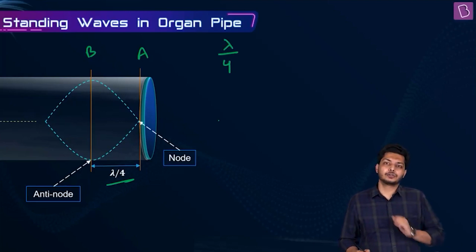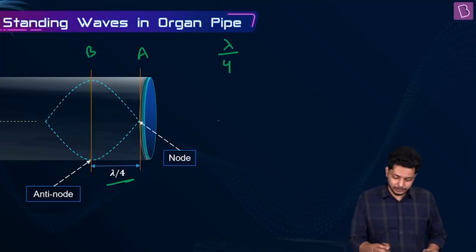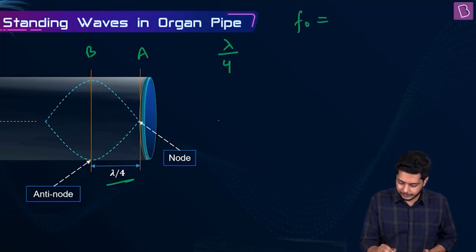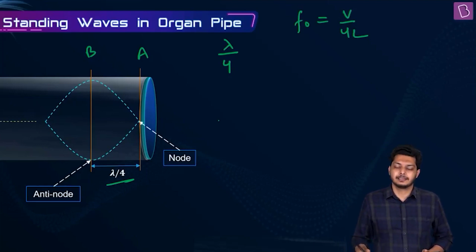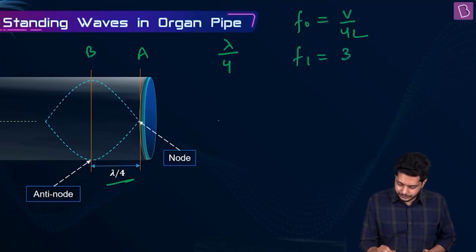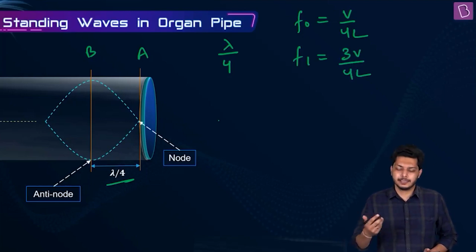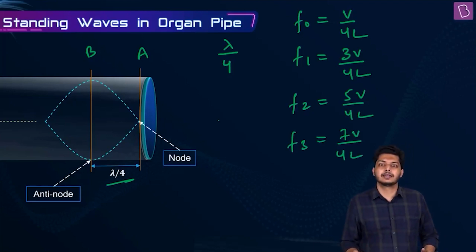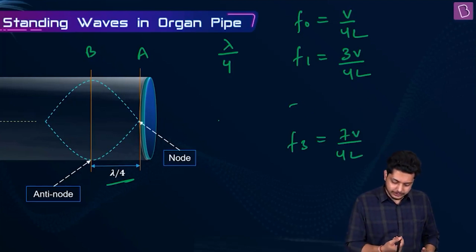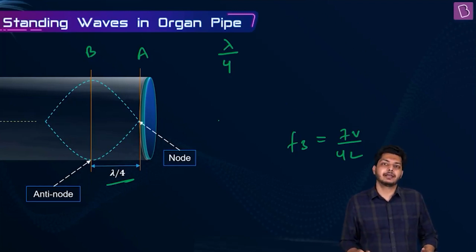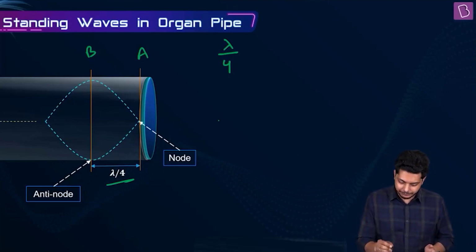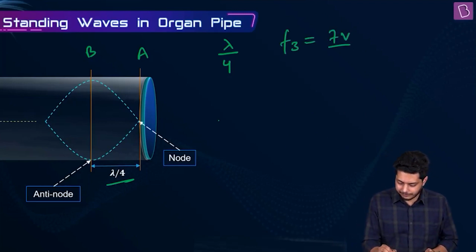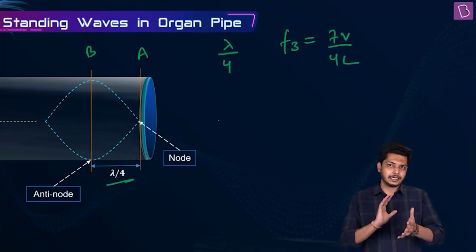Now this is a closed organ pipe. If it is a closed organ pipe and we talk about overtones or harmonics, the fundamental frequency will be V by 4L. Correct? The first overtone will be 3V by 4L. Odd multiples, correct? The second overtone will be 5V by 4L. And the third overtone will be 7V by 4L. Correct? The question is talking about the third overtone, right? This diagram corresponds to the third overtone, 7V by 4L. So basically, the frequency we have to consider is F3 equals 7V by 4L. Now let's rearrange this equation.